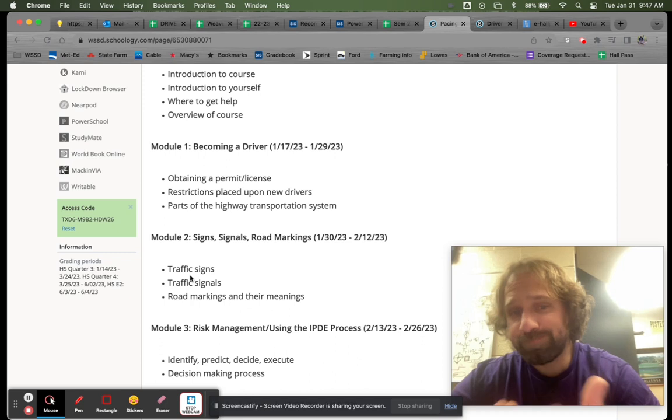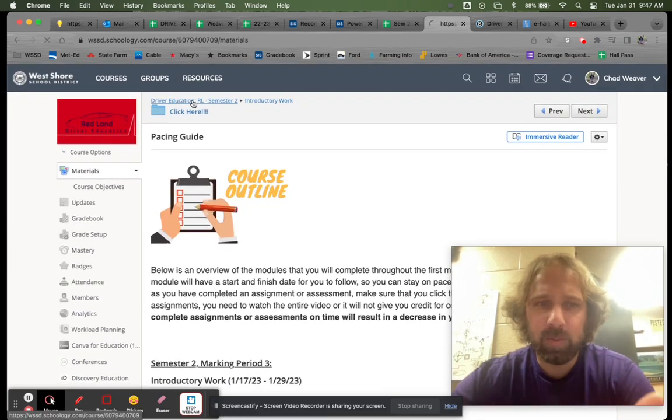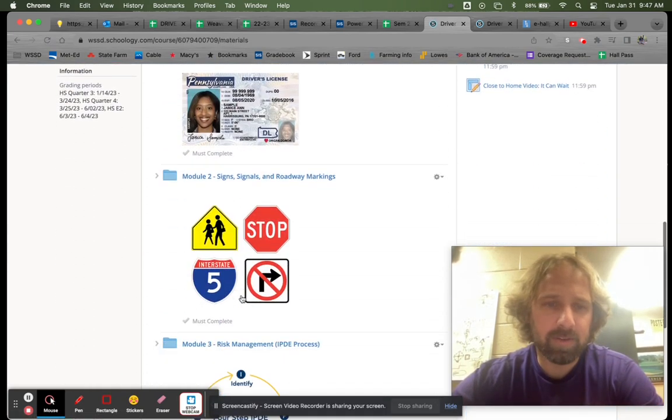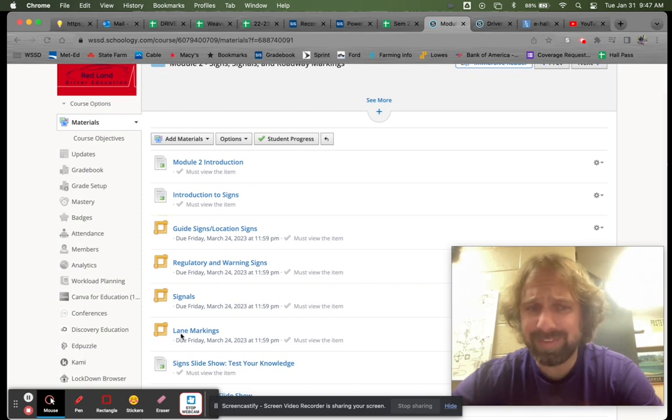Module two is dealing all with signals and road markings. And this is one that early on in the course, I asked students what they want to learn, and a lot want to be more familiar with road signs and markings and things like that. So this is one that I think students can get quite a bit out of. I want to go into the actual folder here and talk briefly about it. This one's heavy with these Ed Puzzle assignments.